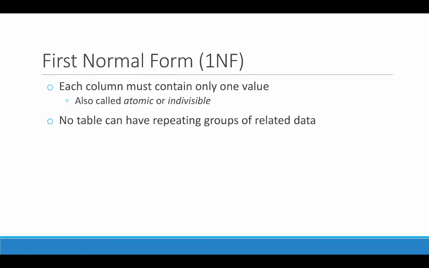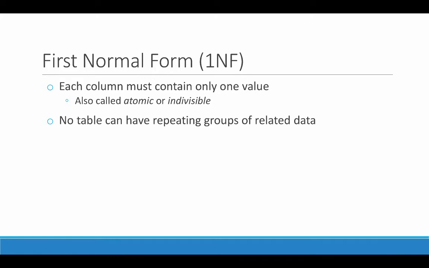Sometimes it's also referred to as atomic or indivisible, and you will see this in the book. Basically what that means is it cannot be broken down any further. So each column must contain only one value, and no table can have repeating groups of related data. I think the example the book uses, and it's a good one, is the idea of a movie database or a movie table.